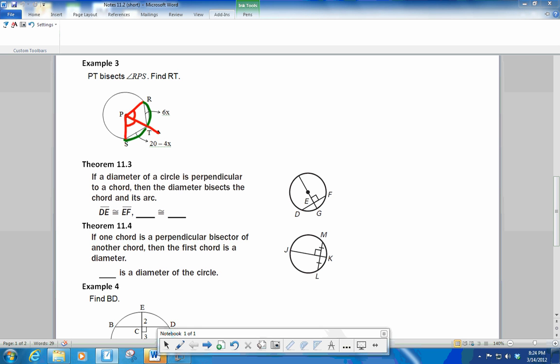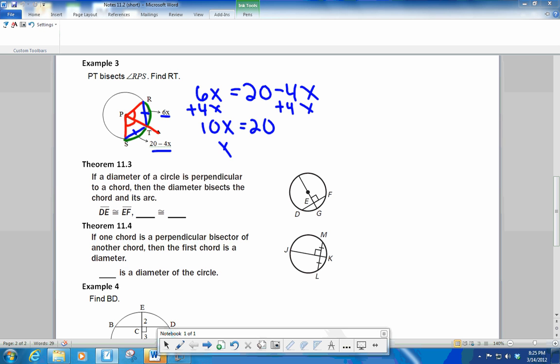And if the arcs are congruent, the chords are congruent. So the chord ST is congruent to the chord RT, and therefore their measures must be equal. So 6x must be equal to 20 minus 4x. If I add this 4x to both sides, then 10x equals 20. And if I divide both sides by 10, x equals 2.